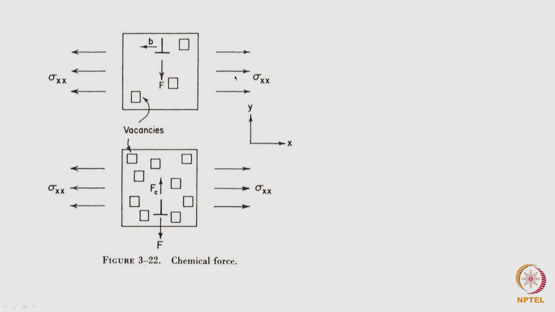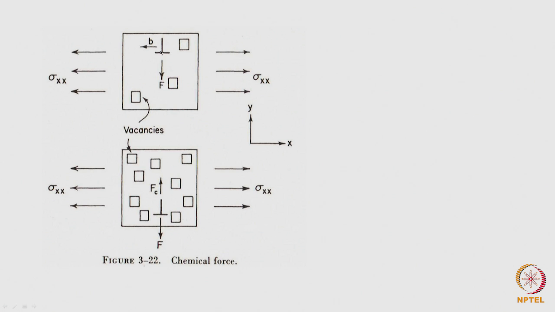If we apply a tensile stress σxx, as we mentioned in the last class, the extra plane will try to come down. If the extra plane has to come down, it is essentially equivalent to some atoms from the bulk of the material coming to the end of this dislocation and joining together there as a row.